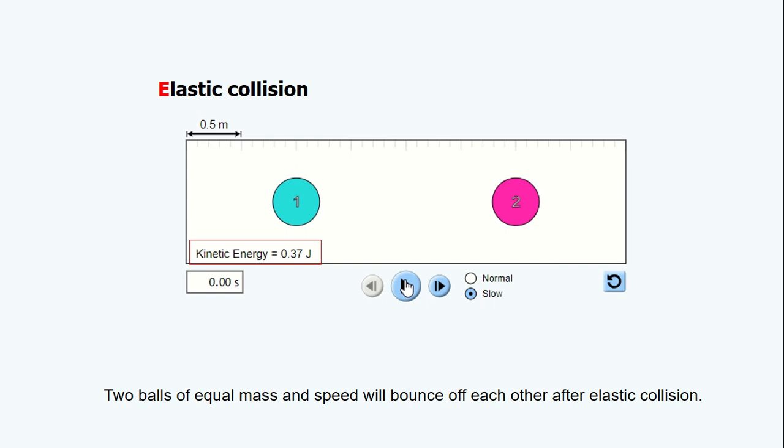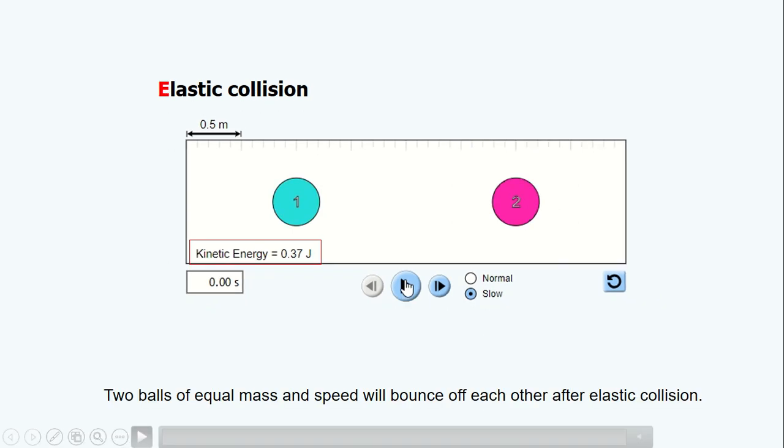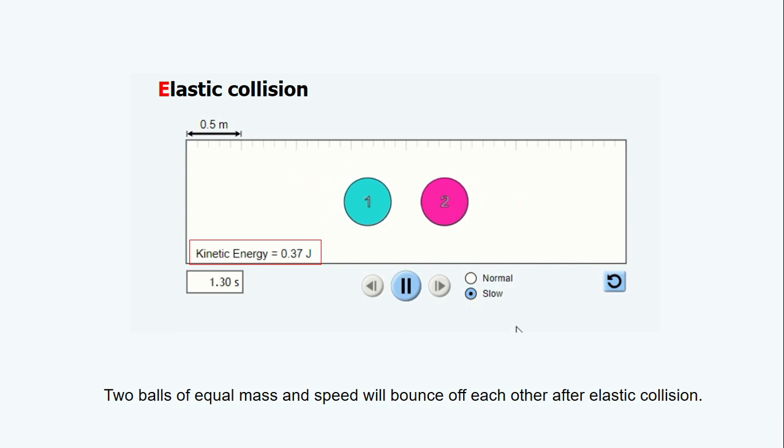This one is elastic collision. We have two balls of equal mass that are moving towards each other at the same speed. The sum of their kinetic energy is 0.37 joules. After the two balls hit each other in elastic collision, they fly away in opposite directions at the same speed, and the kinetic energy remains the same, 0.37 joules.